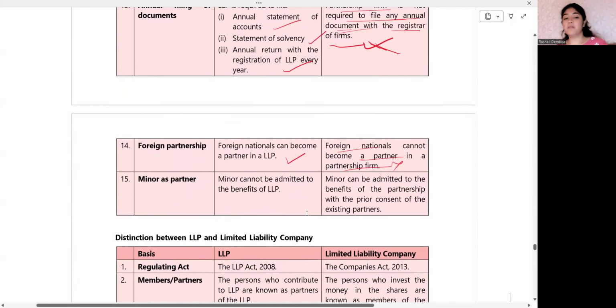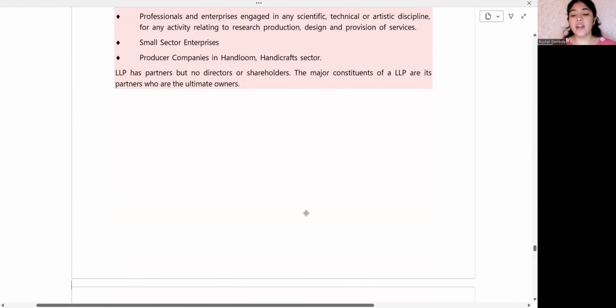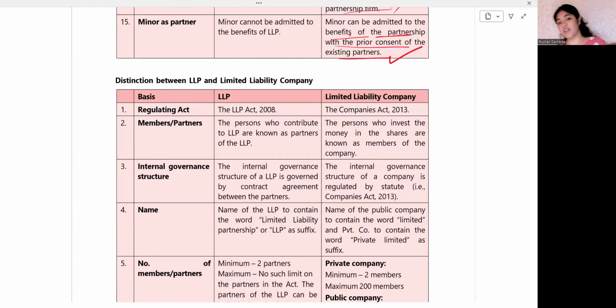Minor as a partner: a minor cannot be admitted to the benefits of LLP. You cannot admit a minor as a partner to the LLP. Here, a minor can be admitted only to the benefits of partnership with prior consent of existing partners. All the existing partners need to give their consent for this minor to be admitted as partner. Okay, is this one clear?